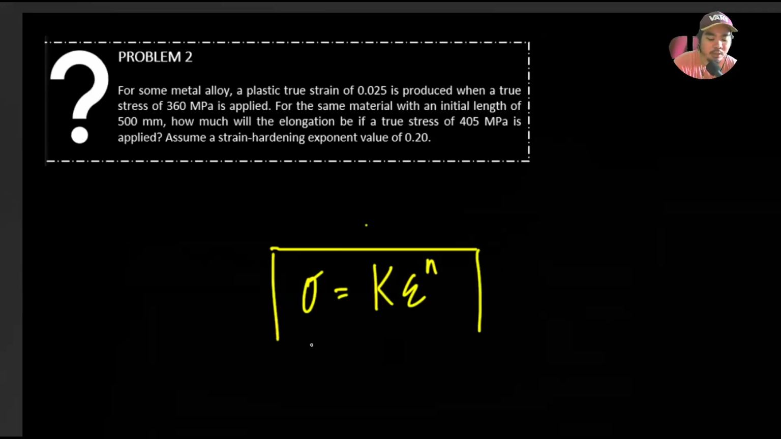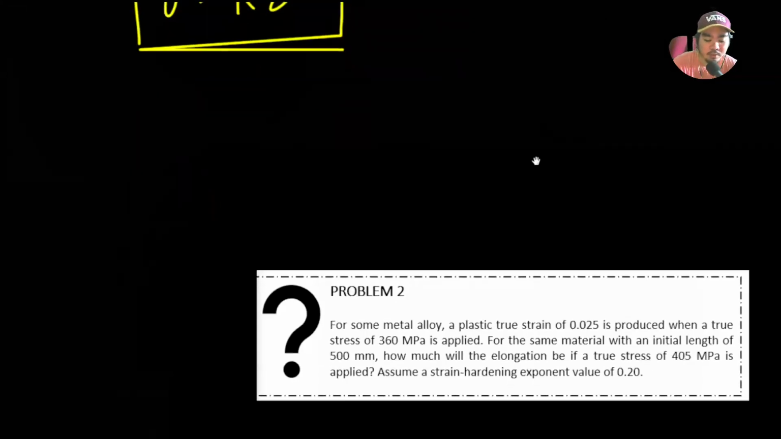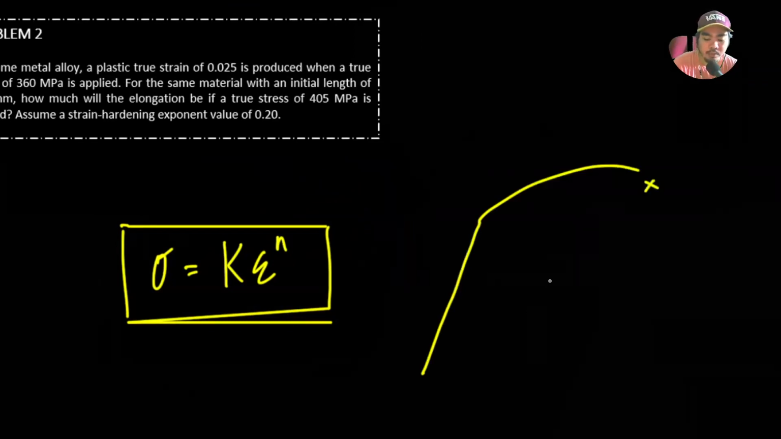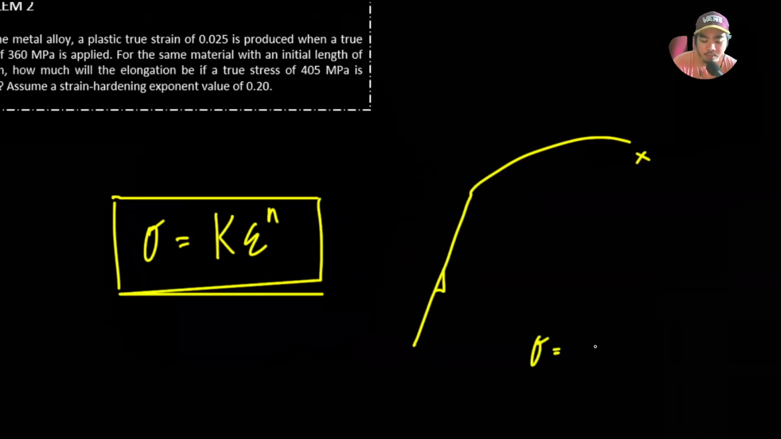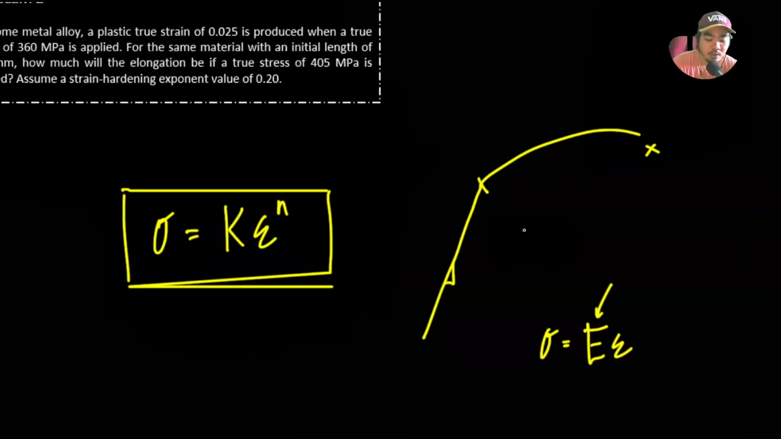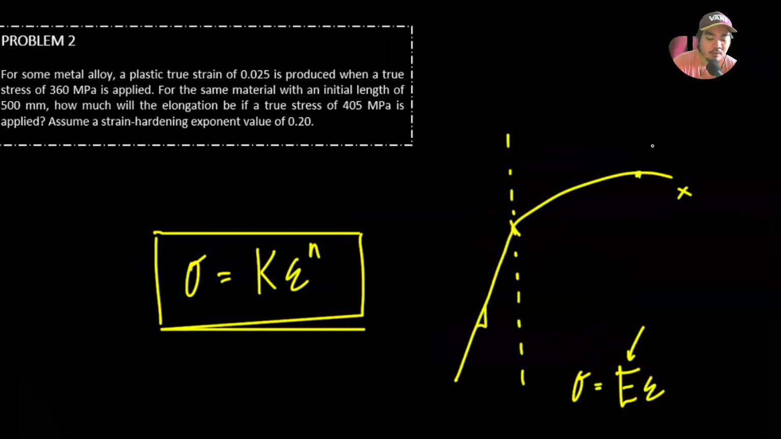This actually governs our plastic region. If we look at a stress-strain curve, here Hooke's law governs, which is just a linear equation: sigma is equal to capital E times epsilon, where capital E is the elastic modulus. But once you go past the elastic region, the power law governs, and only up to the UTS, because beyond the UTS the power law no longer works.